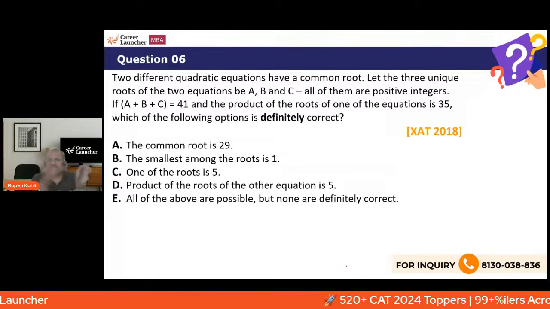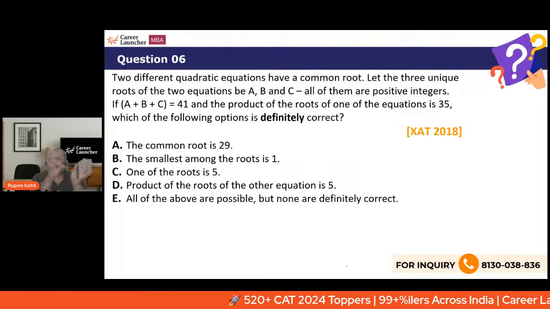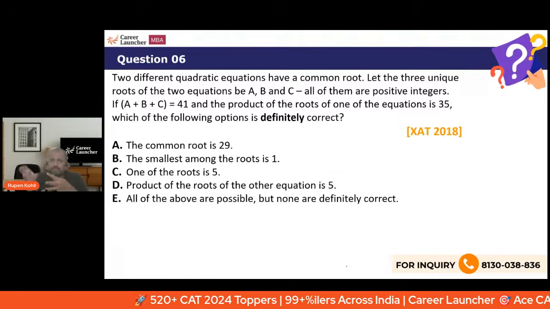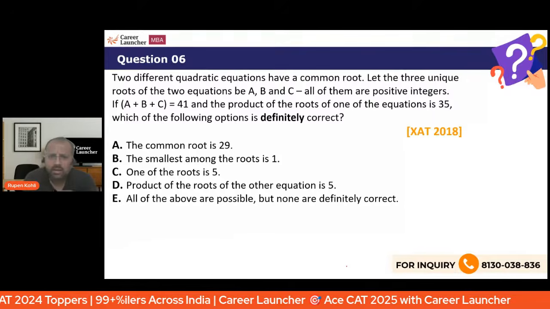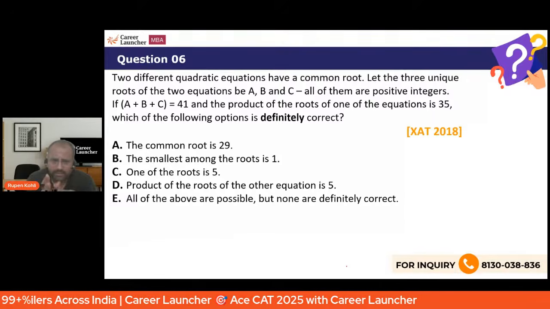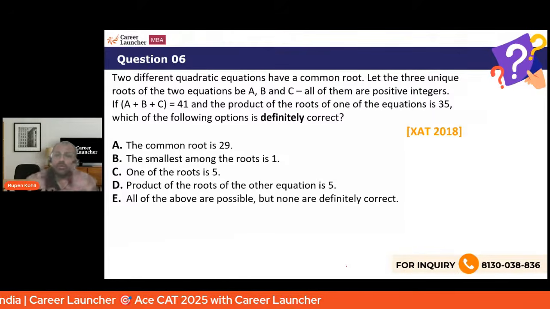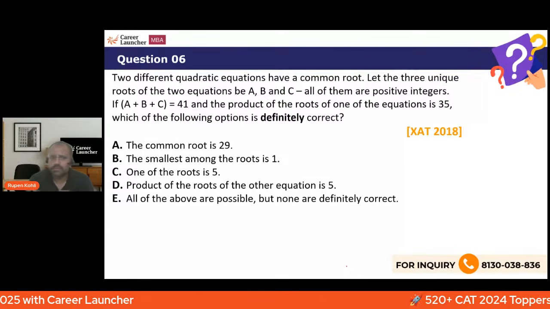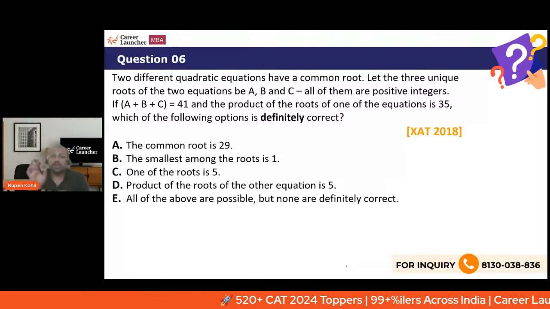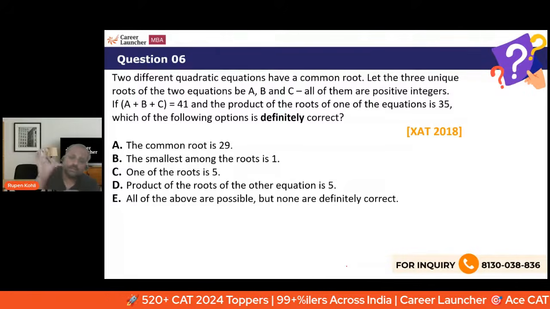Let's say A is the common root. So let's say the first quadratic equation has A and B as the roots, then the other one will have A and C. Right? There is no specific thing mentioned about which one is the common root among A, B, C, so I can call any one amongst these three the common root. Then he says that A plus B plus C is 41 and the product of the roots of one of the equations is 35.